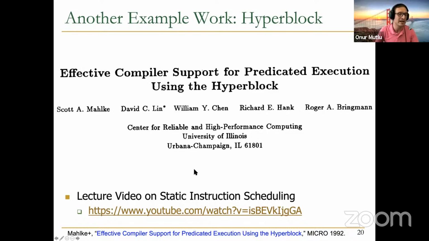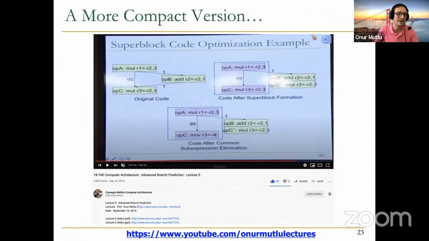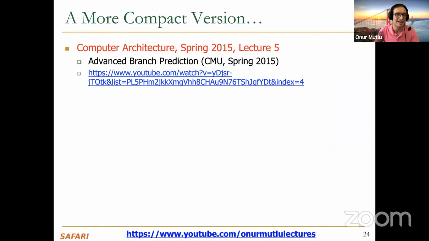Many of these works actually have won test of time awards because they've influenced modern compilers. This one is one example. Superblock is another example, actually. And if you're interested in static scheduling more, I would definitely recommend that you take a look at our lectures on static scheduling, because this is actually a lot of fun, in my opinion. And there's a more compact version that covers both branch prediction and static scheduling in a shorter way.